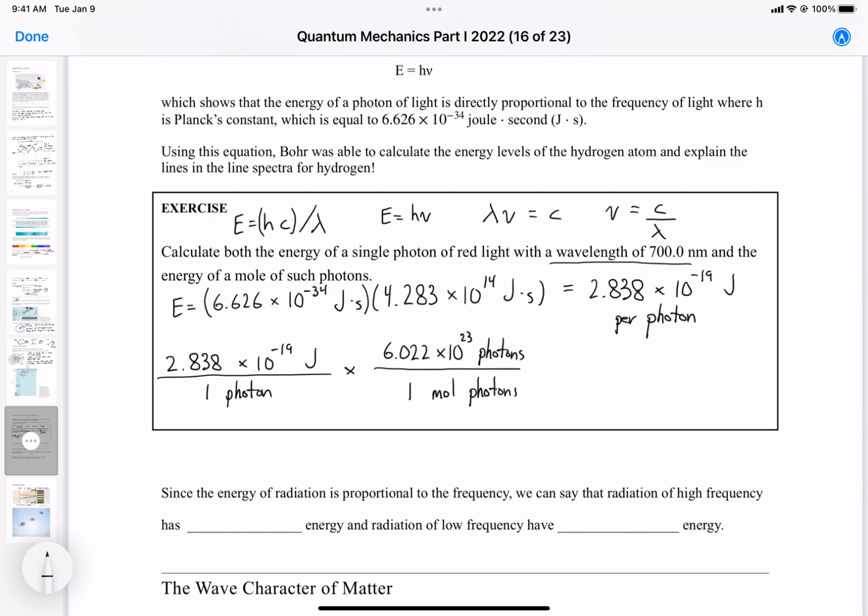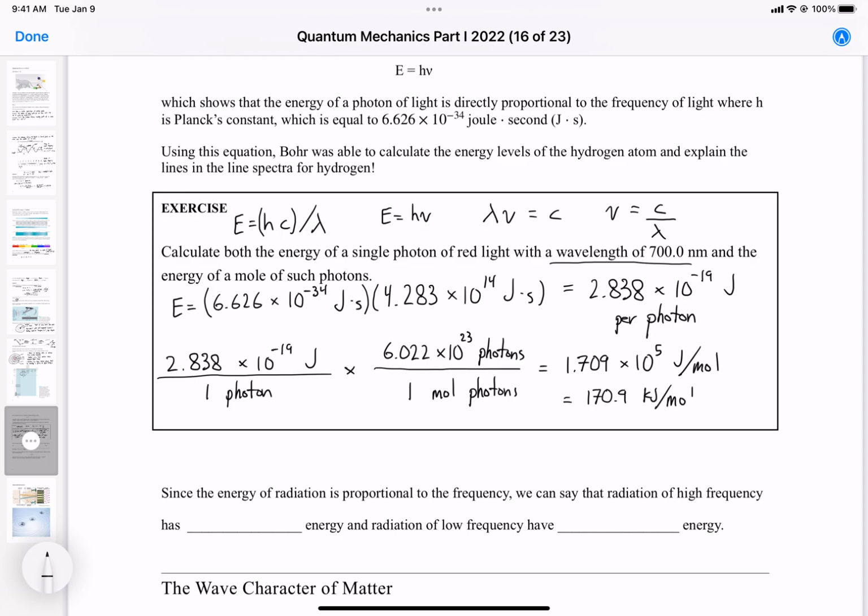Okay? And when we do that, we're going to get a big number now that's more representative of an energy for a mole of photons. When we work as chemists, we like to think of things in moles because that's what we like to work with. So it's going to be 1.709 times 10 to the 5th joules per mole, in this case photons. And if we want, we can also write it in kilojoules, and this would be 170.9 kilojoules per mole.